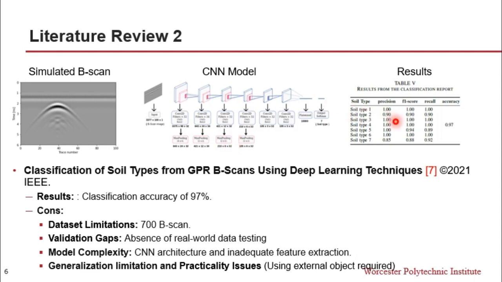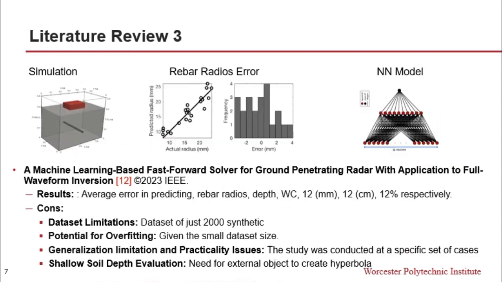And also, as I mentioned before, their generalization will not be sufficient due to the fact that they have a small dataset size. But overall, they got 97% accuracy in classifying the soil type into 4 types of soil. The last paper has been published by the developer of one of the simulators that I'm going to introduce in this paper, gprMax.